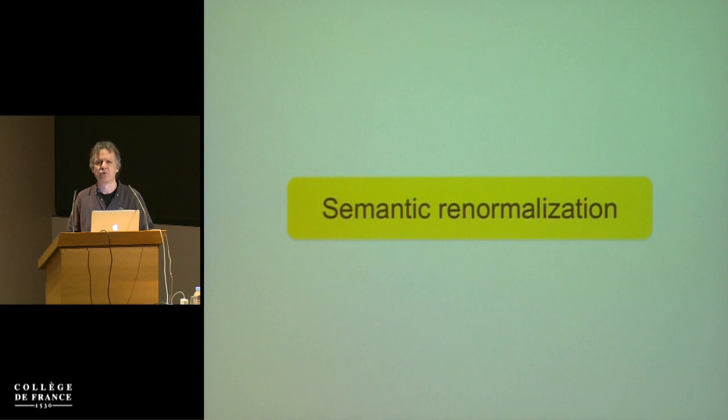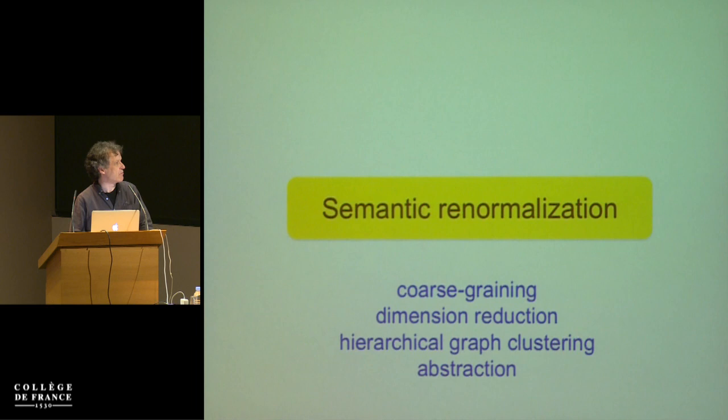One of them is semantic renormalization. I want to talk about it quickly. Renormalization is a very common term in physics, but every field uses a variant of that concept. You can call it dimensional reduction, or coarse graining. If you're a programming language person, you call it abstractions. If you're a graph algorithms person, it's just hierarchical graph clustering. You can do all this, so don't fixate on the term renormalization, but semantic is important. Let me explain what I mean by this.